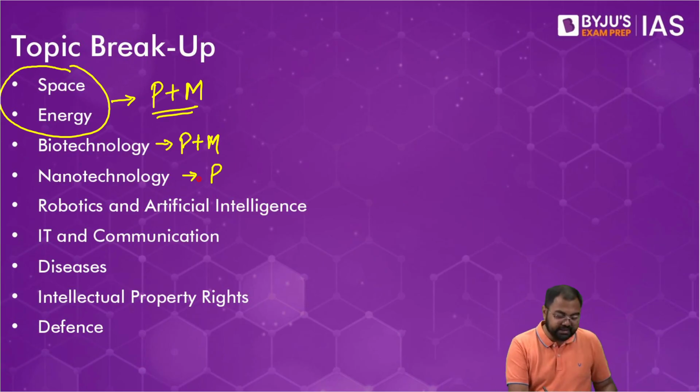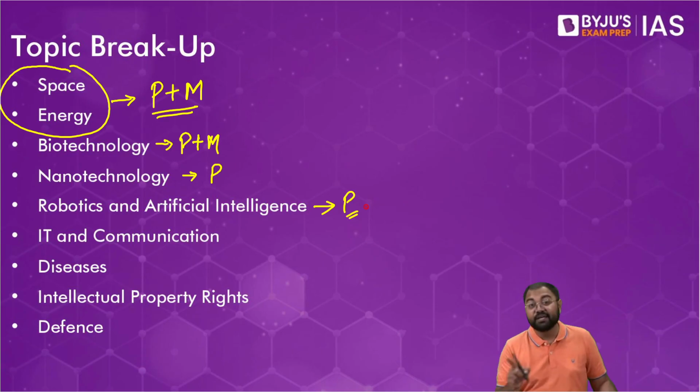Then robotics and artificial intelligence. Now, this is an area that primarily will be important for prelims examination, but this year we saw that an artificial intelligence based question has also been asked in your mains examination. And we'll discuss that question when we go to the chapter of artificial intelligence, because we know that artificial intelligence has become one of those areas that is the fastest developing technology right now.